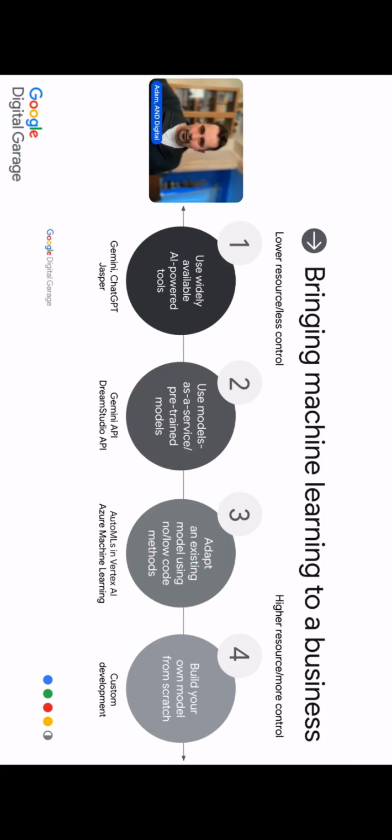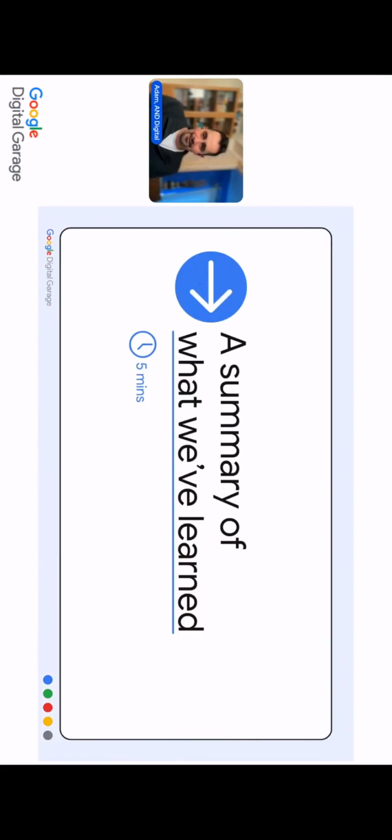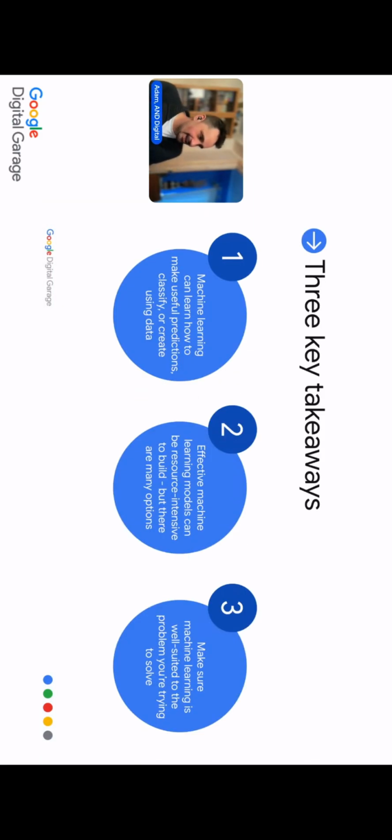Oh, okay, cool, excellent. Well, a quick summary of what we've learned, because I've been talking a lot over the last hour. Machine learning can learn how to make useful predictions, classify or create using data. You can actually get lots of machine learning models. They can be very resource intensive to build, but there are many options already made and available for you to manage. And make sure that machine learning is well suited to the problem you're trying to solve. Do try and optimize your non-machine learning solution first.